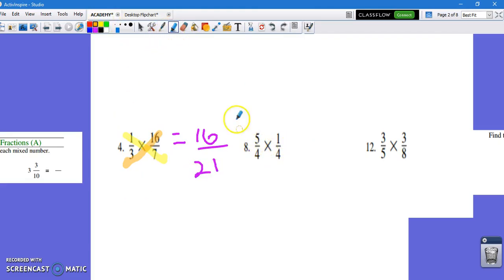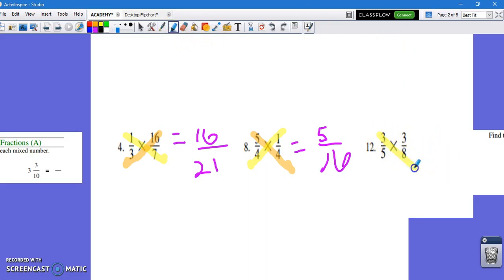Again, reduce diagonal. 5 and 4 are not going to reduce. 1 and 4 are not going to reduce. If you're not sure, check your chart. And then multiply straight across. 5 times 1 is 5. 4 times 4 is 16.